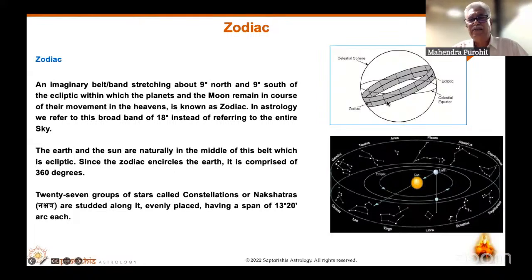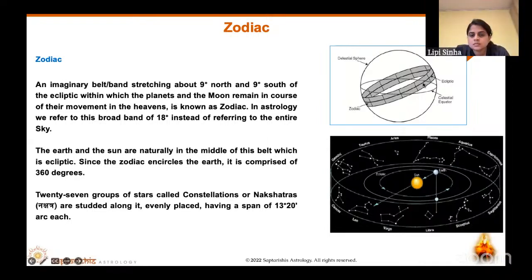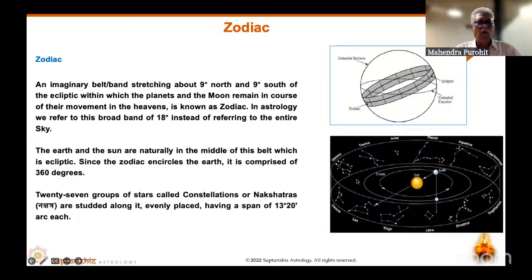So all the stars and all the planets actually revolve in this band only, a band of 9 degrees above and below the ecliptic. So this is an 18-degree band, 9 plus 9. All the planets and all the stars lie in this band only. This band we call zodiac. In the center of the band is the ecliptic. The movement of the sun is around this ecliptic only. So the apparent path of the sun is nothing but the ecliptic. This is what I have written here also.